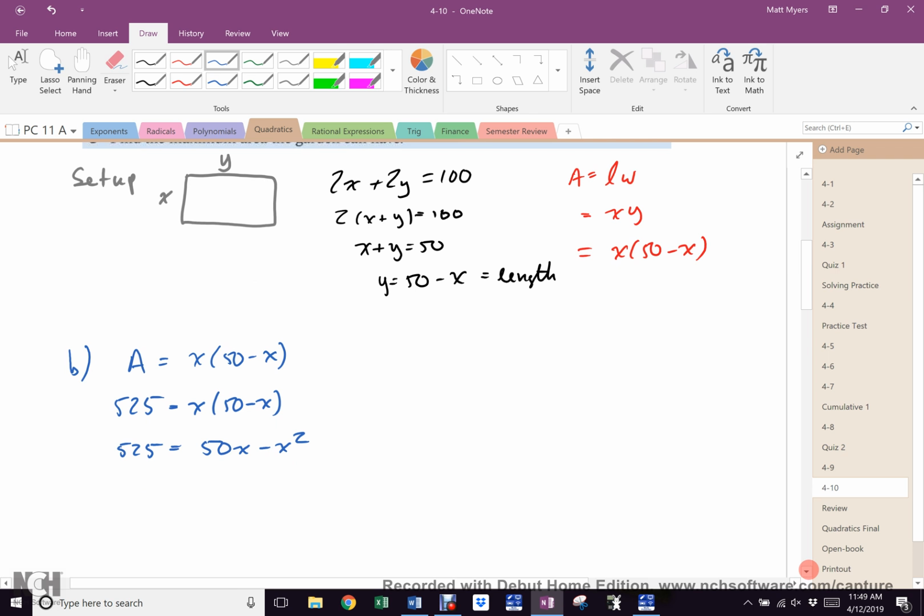Now, can we do something with that? That's starting to look pretty familiar, isn't it? What could we do with that? You could put it in standard form, which would be what? X squared minus 50x plus 525 would equal what? 0. Because we don't have a y anymore, do we? Everybody happy with that? Does that look like something with which we can work? What is something we could do with that?